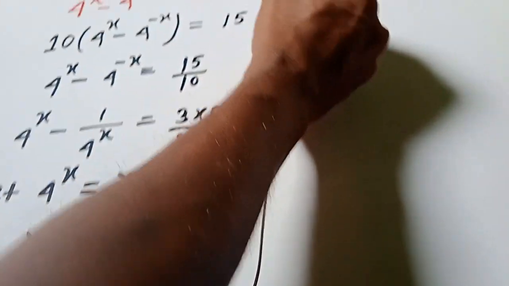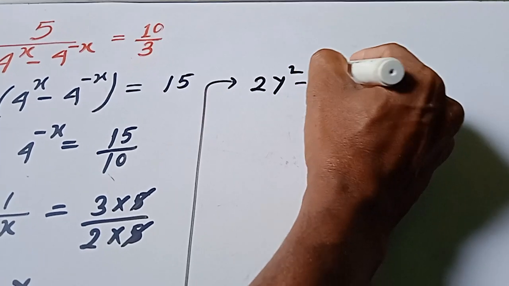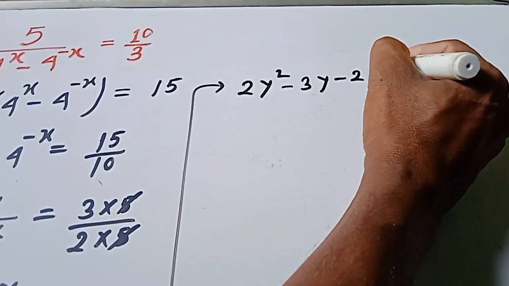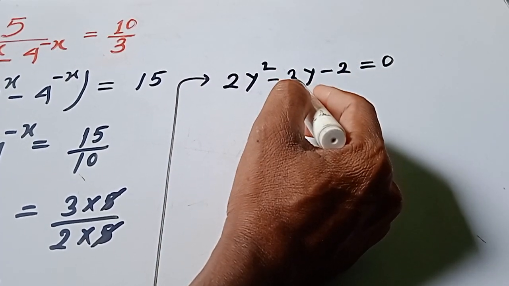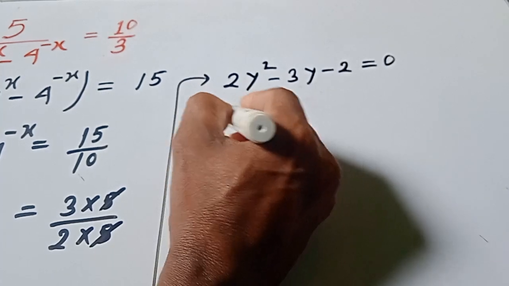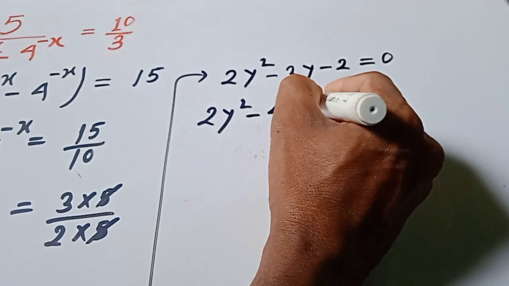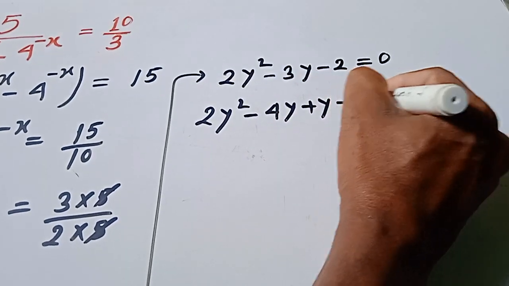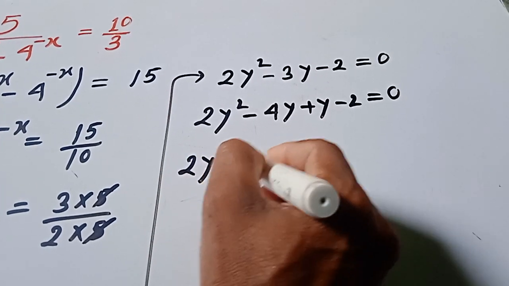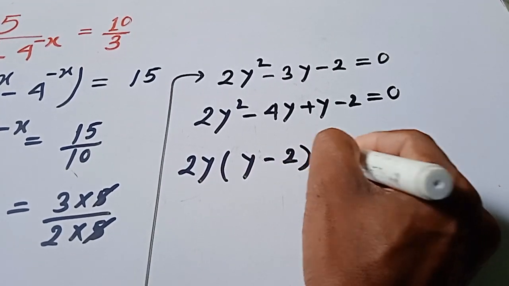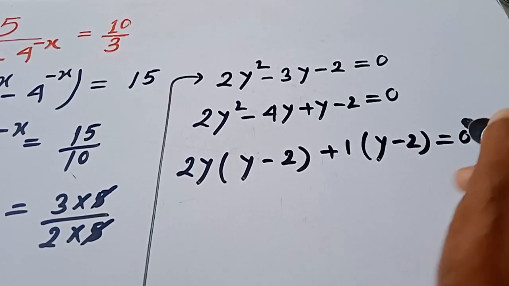Next, 2y² - 3y - 2 is equal to 0. Here 2 times 2 is equal to 4. Now here 3. So 2y² - 4y + y - 2 is equal to 0. Here 2y common, then y - 2, plus 1 common, so (y - 2) is common.